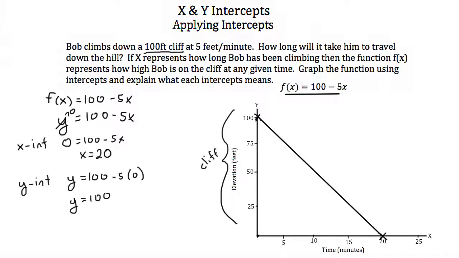So if we wanted to know how far Bob is down the cliff at, say, 10 minutes, we could plug 10 in for x, or we could use the graph and go up and then back over. And we could see that Bob is halfway down the cliff, or 50 feet high, after 10 minutes. And that completes the tutorial on x and y intercepts.